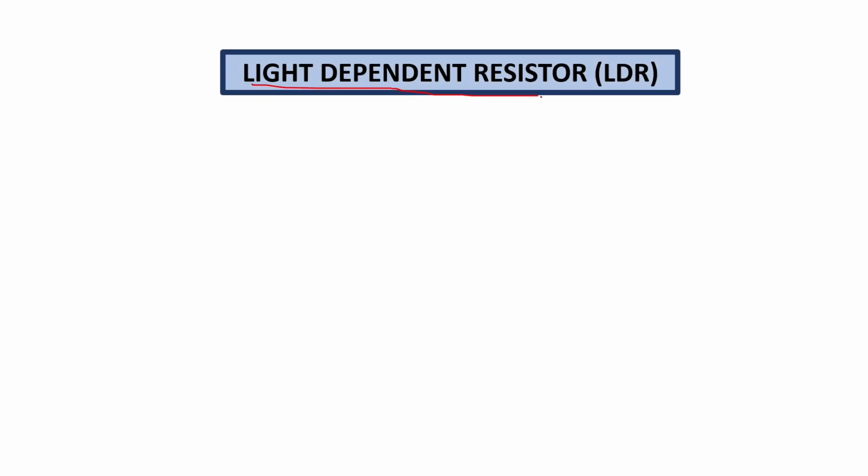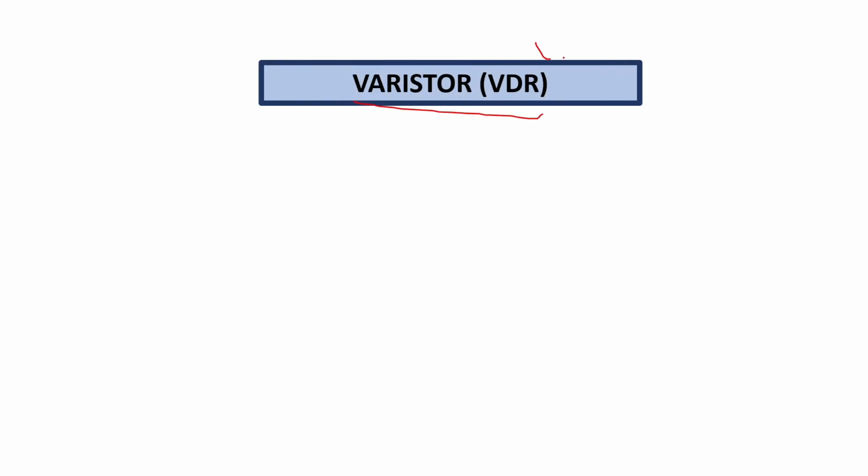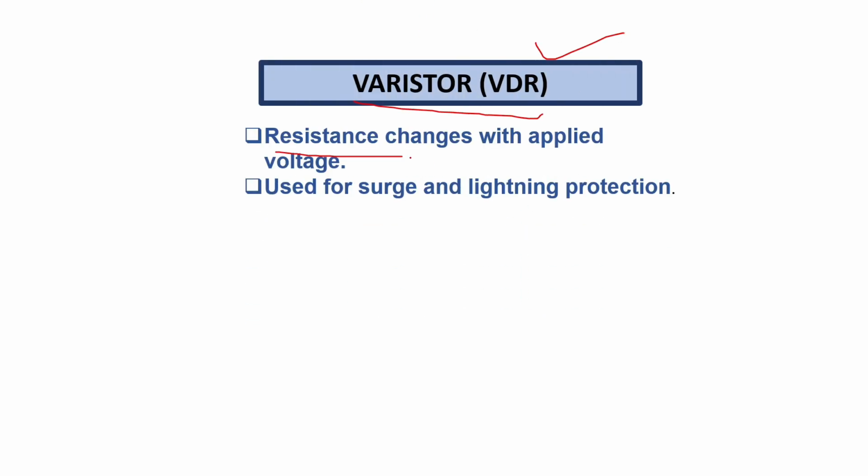Second is light-dependent resistor, or LDR. Its resistance changes with light intensity. Commonly used in light sensors and automatic street lights. Third and final resistor is varistor, or VDR. Its resistance changes with applied voltage. Used heavily for surge and lightning protection.